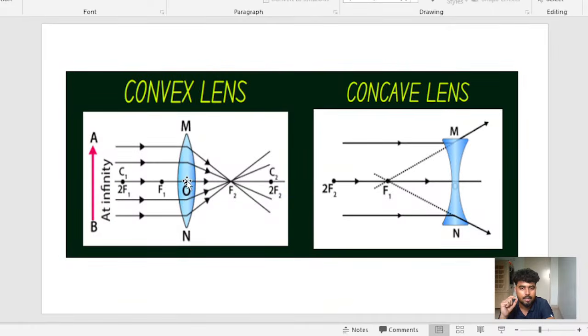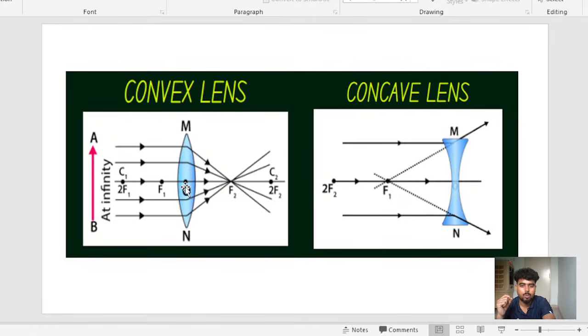Now listen here carefully. This center point represents the optic center of the lens. This F1 and this F2 represent the focus of the lens, and this 2F1 and 2F2 represent the center of curvature of a lens. Instead of writing 2F1 and 2F2, I can mention it as C1 and C2. The distance between M and N, or the height of the lens, is known as the aperture of the lens.